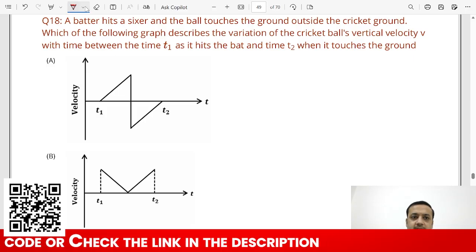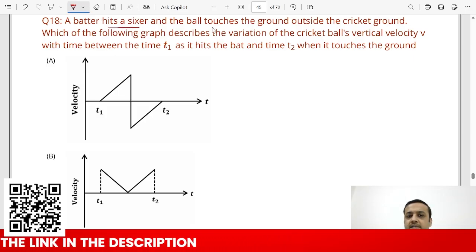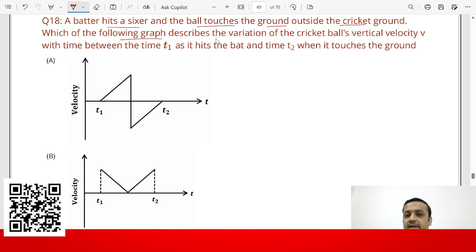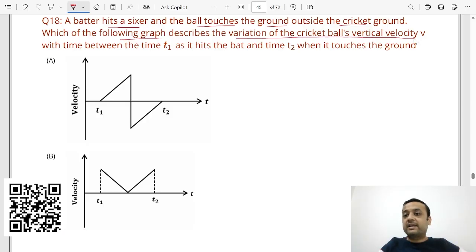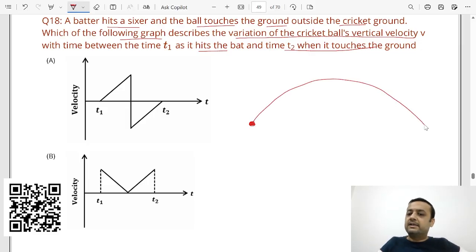Now here what happens basically, look, a batter hits a sixer and the ball touches the ground outside the cricket ground. Which of the following graphs describes the variation of the cricket ball's vertical velocity with time after it has been hit and before it touches the ground? So very simple question. Suppose your favorite cricketer, let's say MS Dhoni, hits the ball and the ball goes like a parabola and it hits the ground.